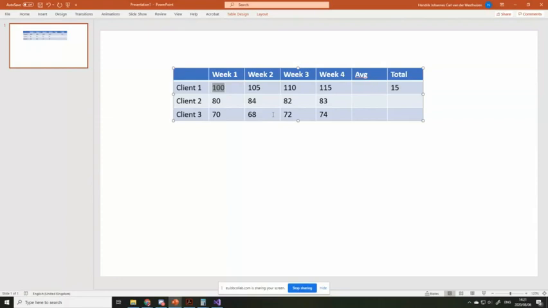So min will always be week 1, right? Because we started at week 1. Not always. Like I said, if you look at the very last client, the least amount he's weighed was 68. And that was week 2. It wasn't week 1. So be very careful for those assumptions.